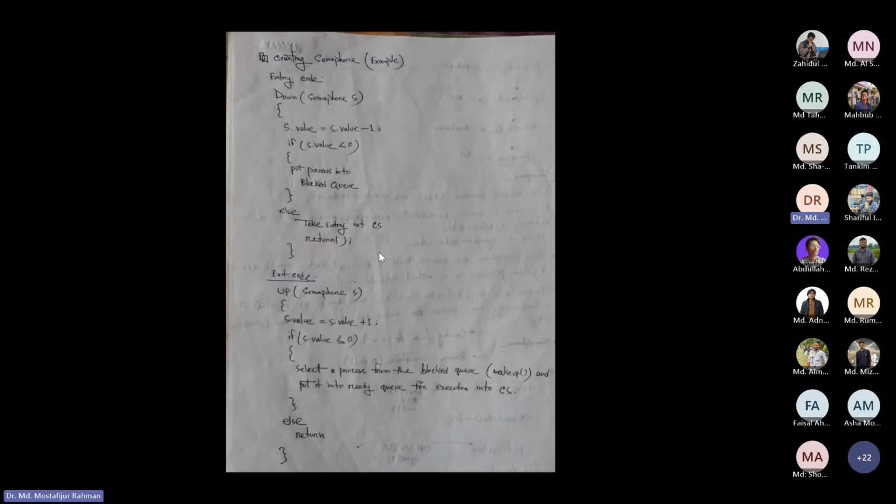Once the critical section is released, then it takes entry into it. If the critical section is occupied, the process is put into the blocked queue. Once any process is released, the process wakes up and is put into the ready queue. Here is the blocked queue, here is the ready queue. Have you understood?